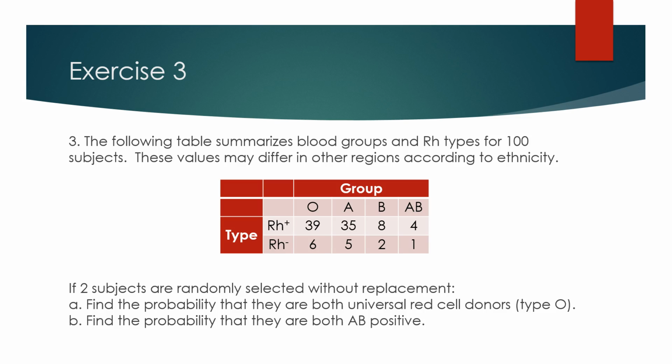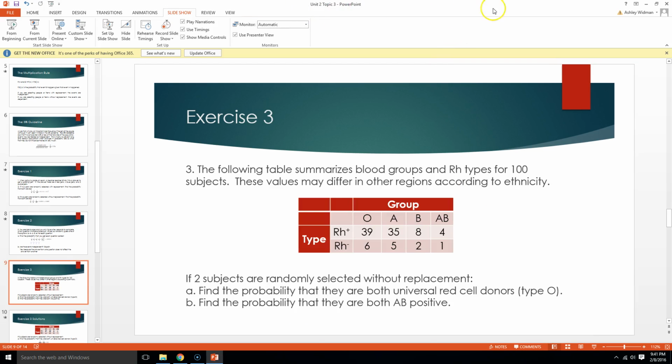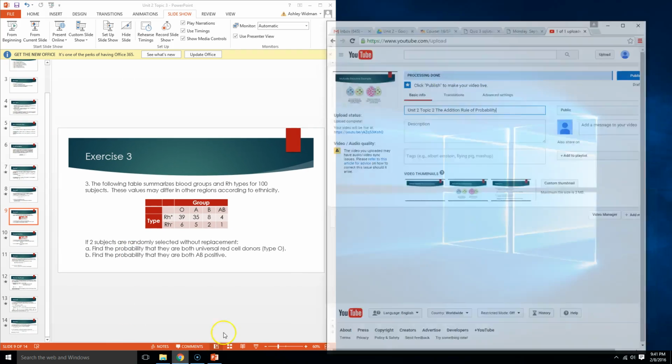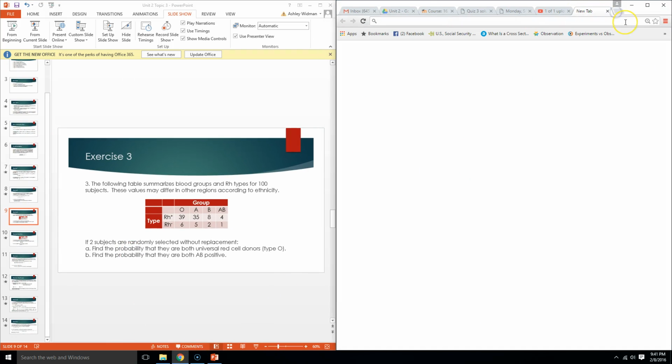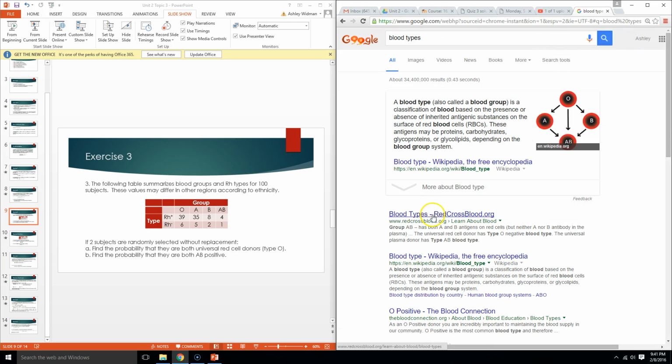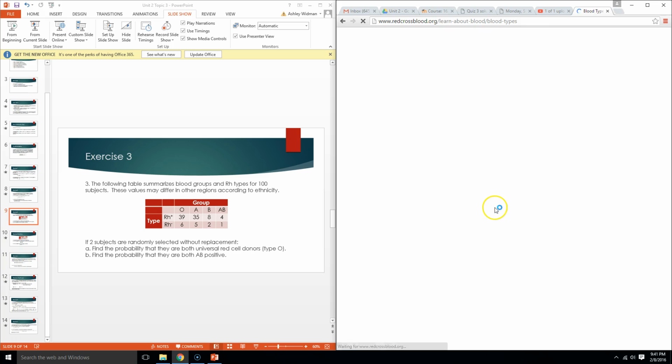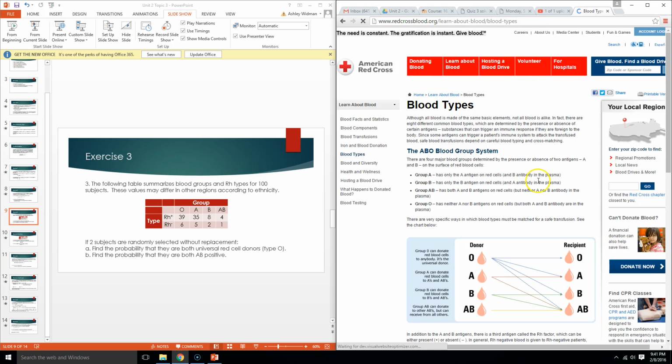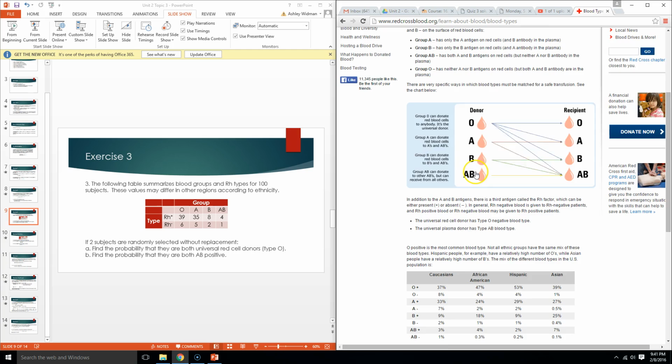All right, so the following table summarizes blood groups and Rh types for 100 subjects. These values may differ in other regions according to ethnicity. So if you Google blood types, you will find a table. I'll do this together here. The first link that comes up is a link from the Red Cross. So I find this to be pretty interesting.